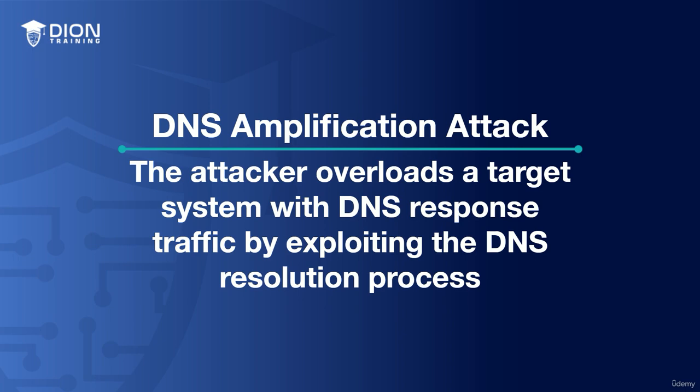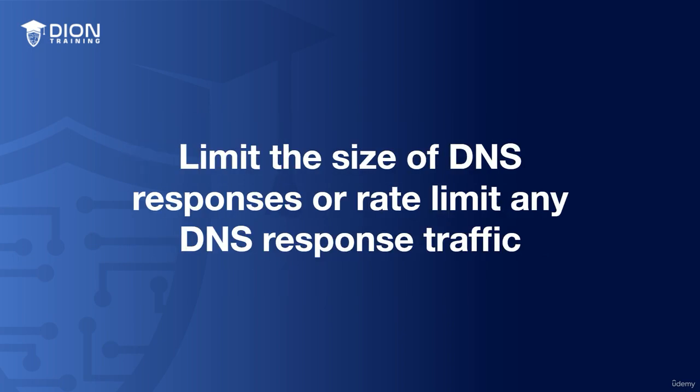For example, an attacker could send a small query to an open DNS server to request a large amount of data, like the entire list of hosts in the domain. This will be sent to the victim's IP address, which in turn causes a flood of unwanted traffic, which can appear to look like a DoS attack against the victim's system. One way to mitigate DNS amplification attacks is to limit the size of DNS responses or rate limit any DNS response traffic to mitigate the impact of this type of attack.